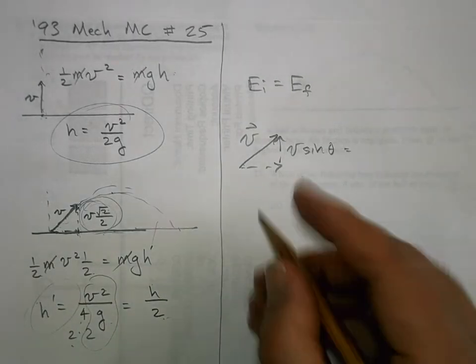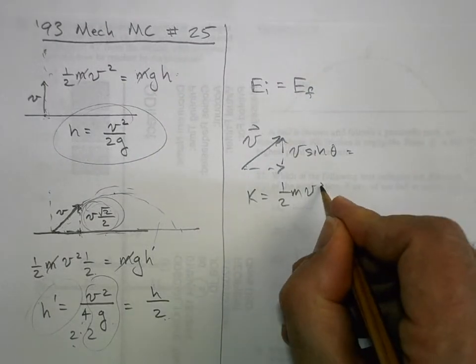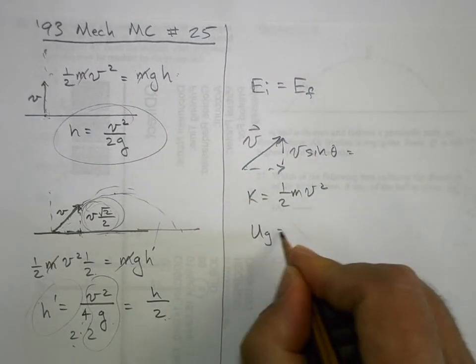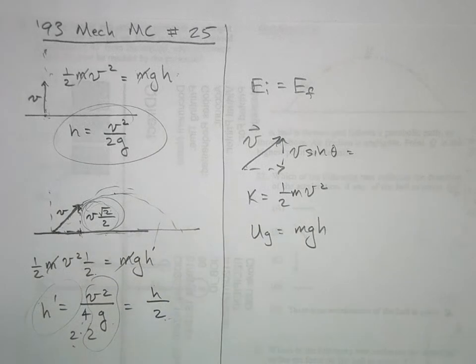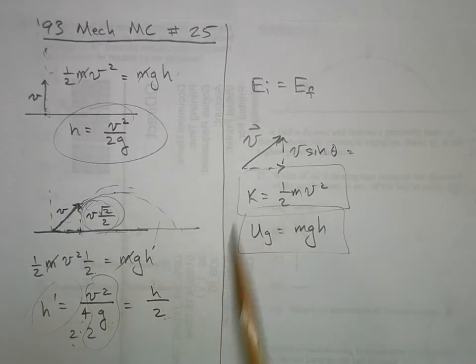Oh, you also have to have memorized K equals 1/2 mv squared and U sub g equals mgh in a constant gravity field. So these are the things you have to have memorized in order to be able to solve this problem.